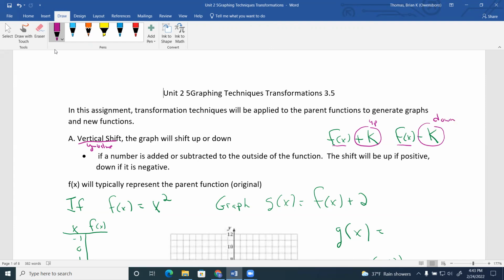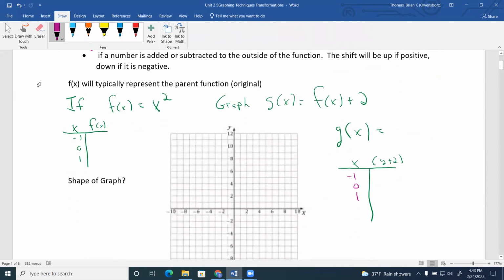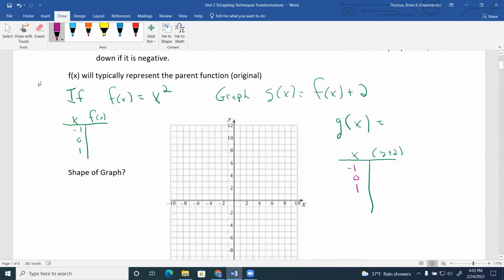So as we move into this lesson, we're going to be given this parent function, which is really the original form of everything. It's kind of what it starts out with. It's the most basic function. So we're going to use, to start with, f of x equals x squared. Our goal, though, is to graph g of x, which is going to be f of x plus 2. Now, our parent function here is x squared, so we're actually going to be graphing x squared plus 2.